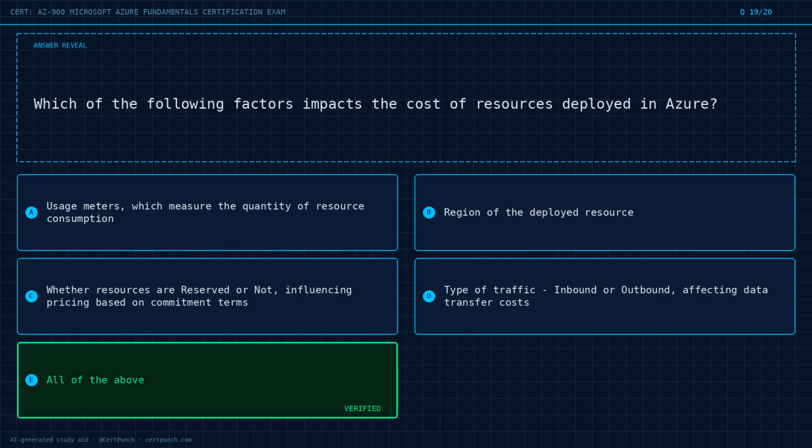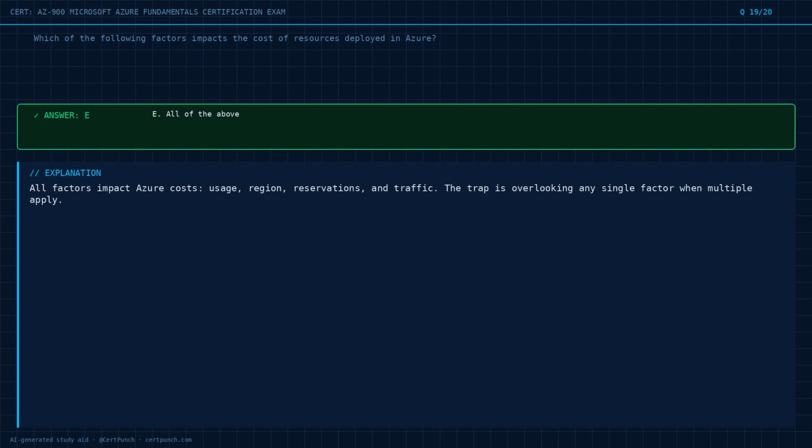The answer is option E. Exam logic. All factors impact Azure costs: usage, region, reservations, and traffic. The trap is overlooking any single factor when multiple apply.